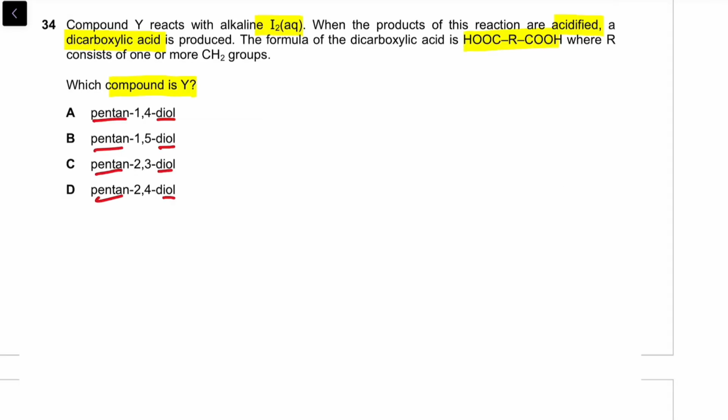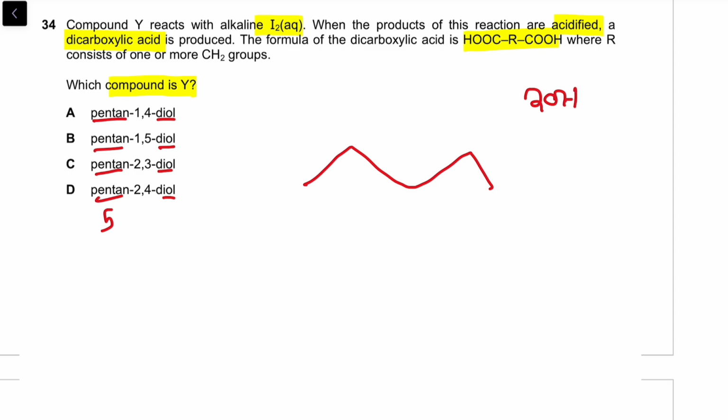Question number 34. Compound Y reacts with alkaline iodine. When the products of this reaction are acidified, the dicarboxylic acid is produced. The formula of the dicarboxylic acid is as follows, where Al consists of one or more CH2 groups. What is compound Y? Our options are all pentanediols, so pentan is 5, and diol means there are two OH groups.